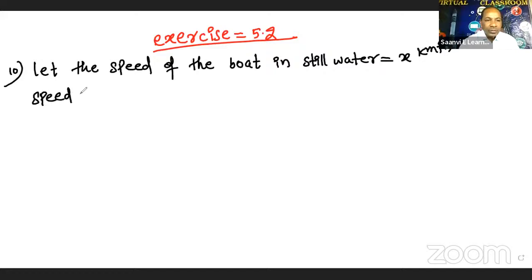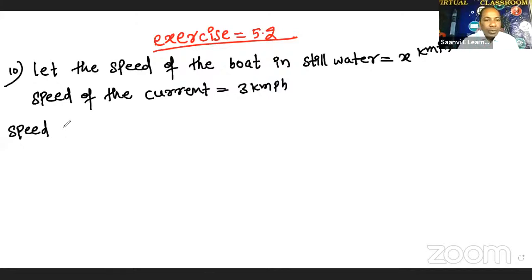Next, speed of the current is given. Speed of the current is equal to 3 kmph. Okay, 3 kmph. And distance traveled. How much distance has it traveled? 24 kilometers, no? Distance traveled is equal to 24 kilometers.